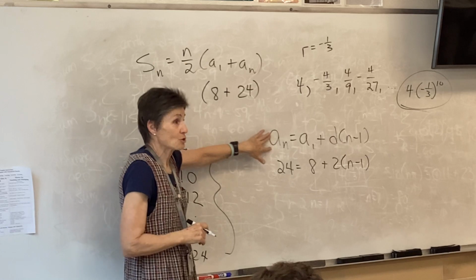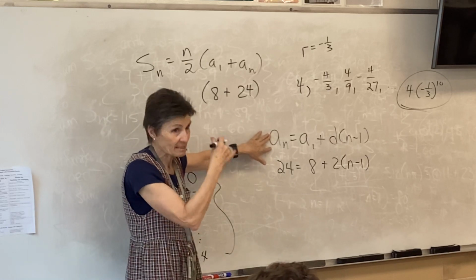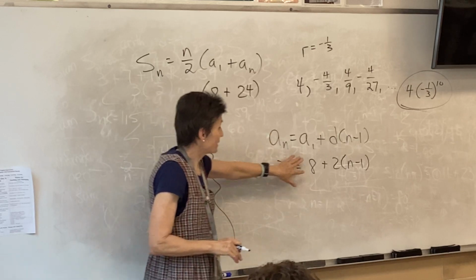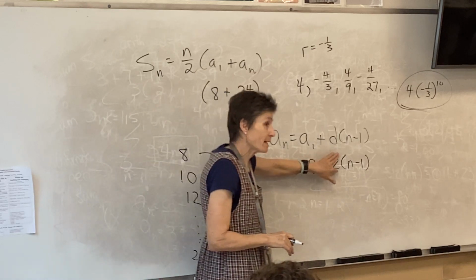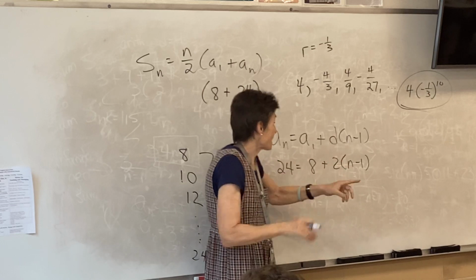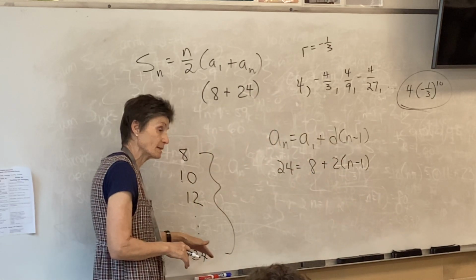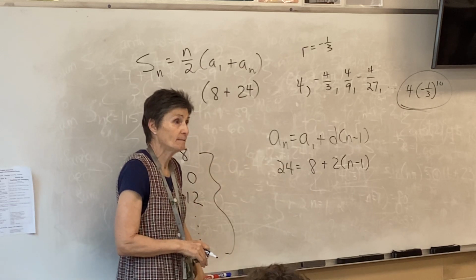This means the last term. I don't know what n is, but I know a sub n is the last one, so I know it's 24. I know the first one. I know my common difference. Problem is, I don't know how many rows I have. I don't know what n is. I don't know how many numbers there are in this list. Can I figure it out with that formula?